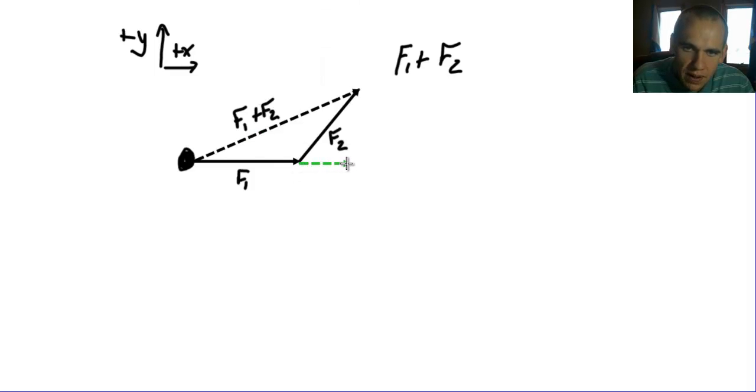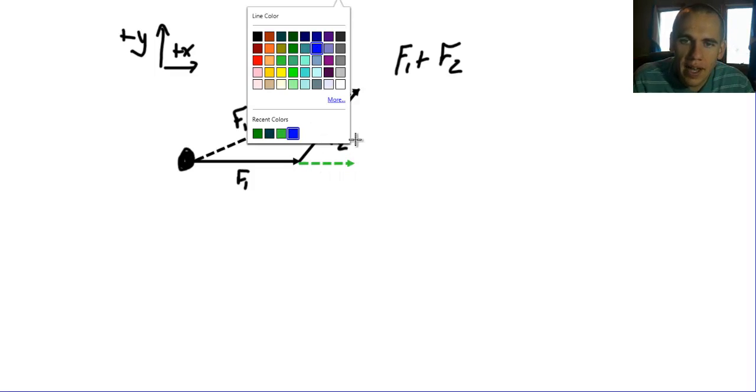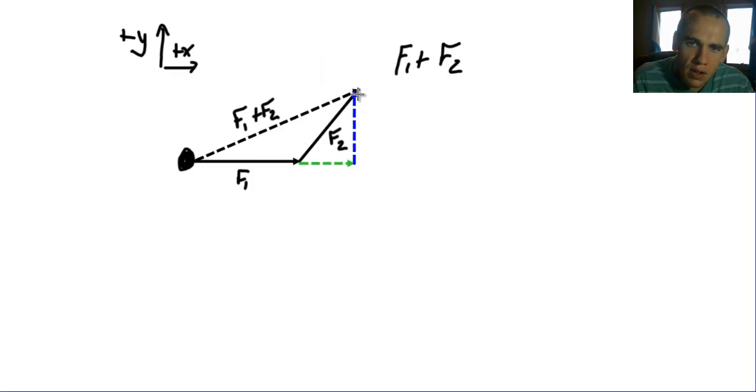Okay, and so that's the part of F2 that's over here, right? That's the x component of F2. And then I'm going to find the y component of F2. Let's draw that one in blue. And that's the part of it that goes vertical. And now, if you look at this, what I have is actually 2 things I can add together.